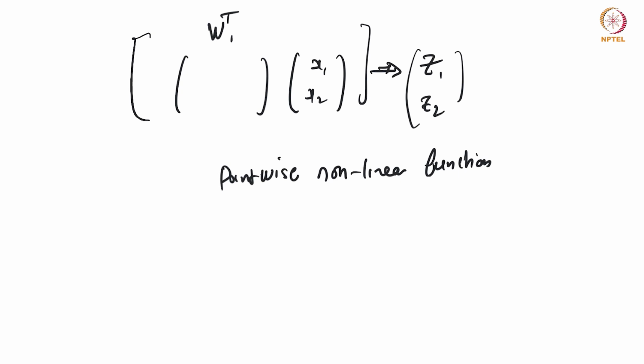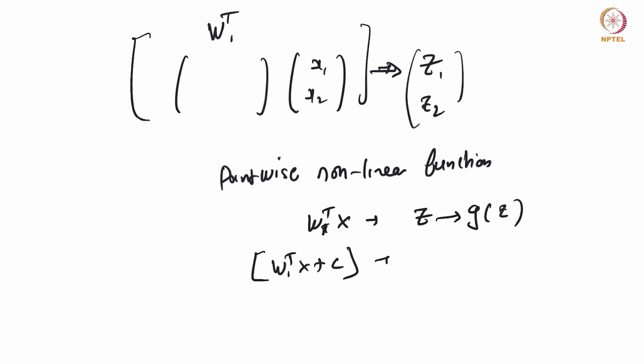What would be a good non-linear function? We will see. So basically, W1 transpose times X will give you some Z. Then to Z you will apply G of Z, some function. Once again, I am not indicating the bias term, because W1 transpose X is still linear, so we can always add a bias term: W1 transpose X plus C. I'm using one bias term for all the weights. That is your Z, and you would apply the non-linearity to the whole thing, so G of Z, which is nothing but G of W1 transpose X plus C.